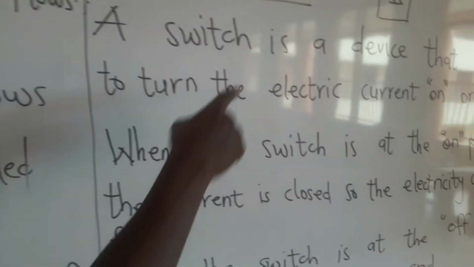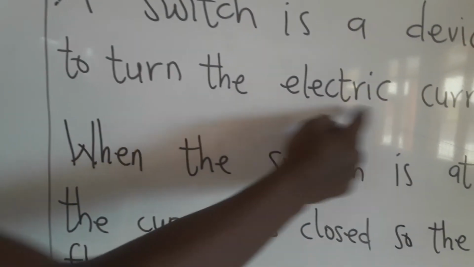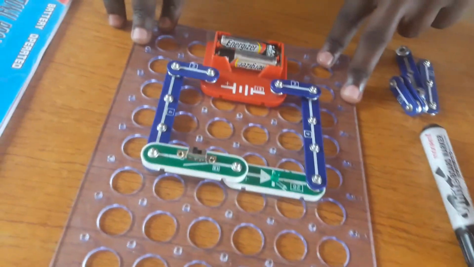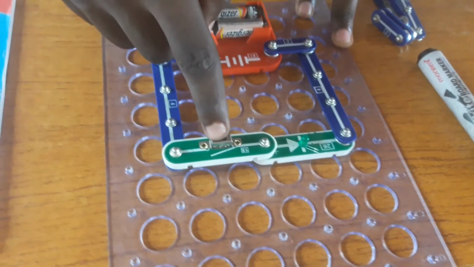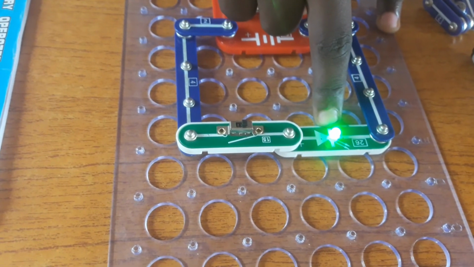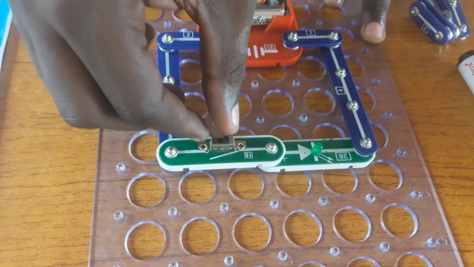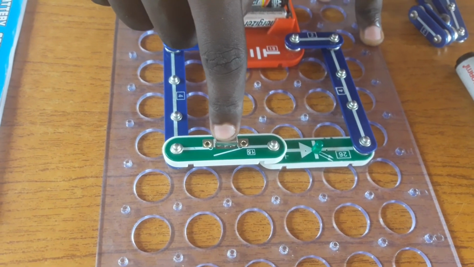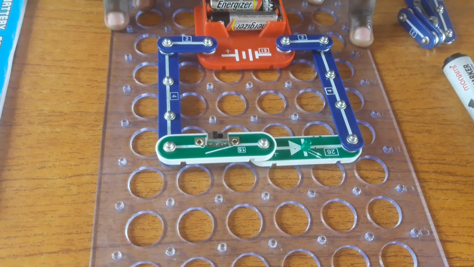So let's quickly start. We said the switch does what? A switch is a device that we use to turn the electric current on or off. Okay, so let's try and see if the switch really will turn it on or off. Right now I told you it is what? Open. So when I switch it this way, our bulb is on. And when I switch it this way, it is off. That means this switch is actually controlling the flow of electricity through this circuit.